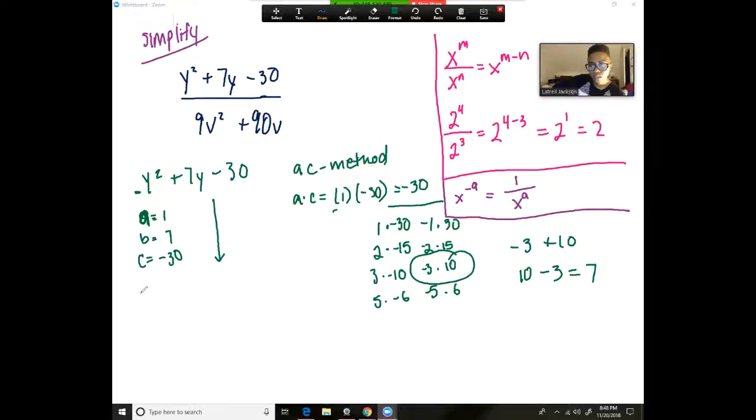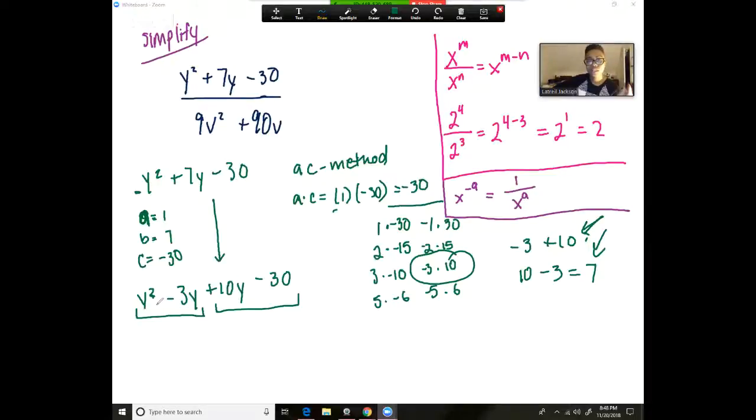So we got minus 3y plus 10y minus 30, okay? Negative 3y plus 10y is the same thing as writing 7y because we just saw that right here. So now we group the first two together and group the last two together.